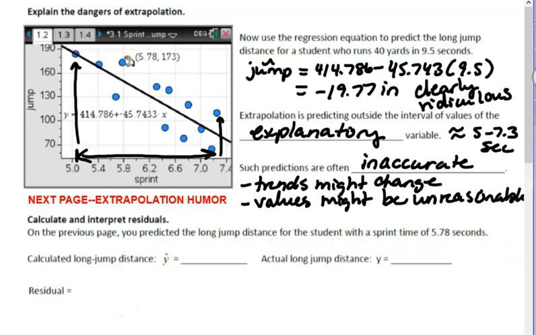Okay, so I wanted to go to the next page. I have a little extrapolation humor for you.